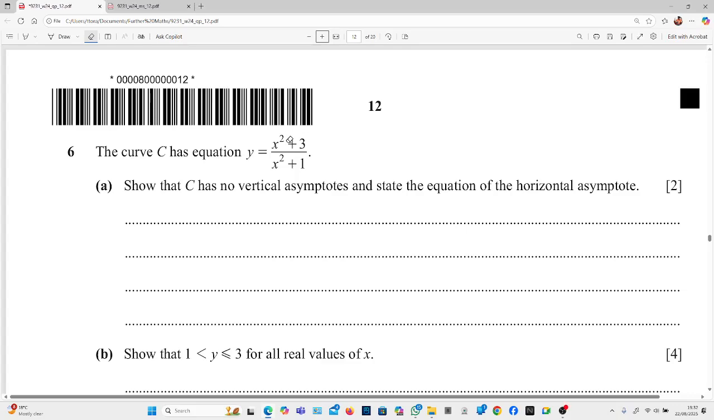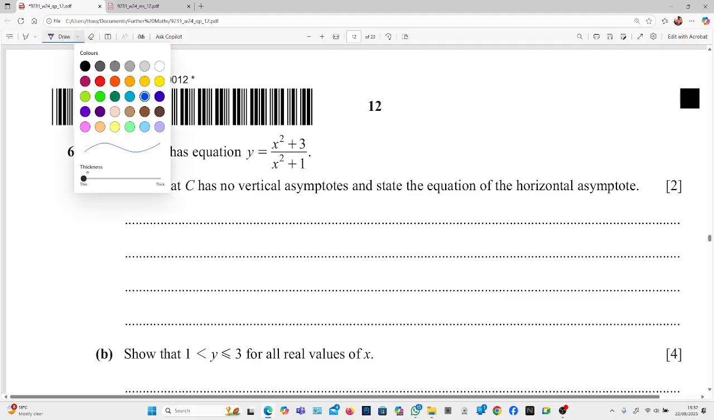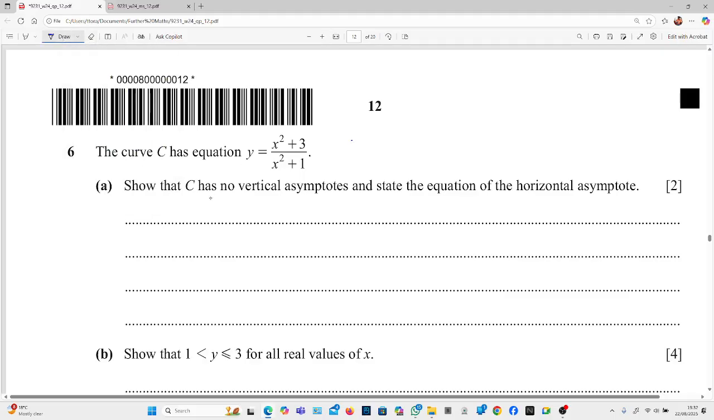Hi, the curve C has equation y is equal to (x squared plus 3) over (x squared plus 1), and we need to show that C has no vertical asymptotes and state the equation of the horizontal asymptote. Now, when we look at the denominator over here, we understand that x squared plus 1 cannot equal 0. So that shows it has, therefore, no vertical asymptote.